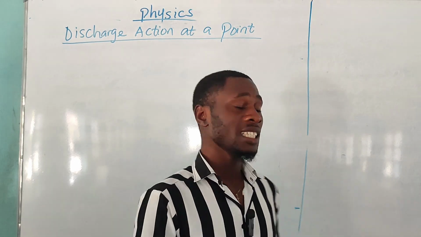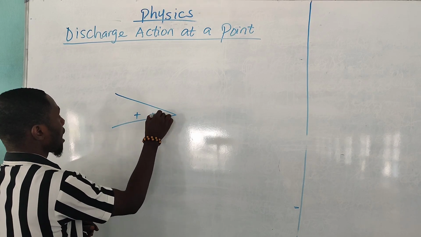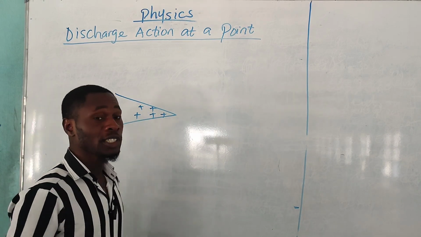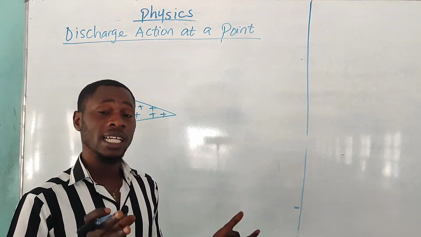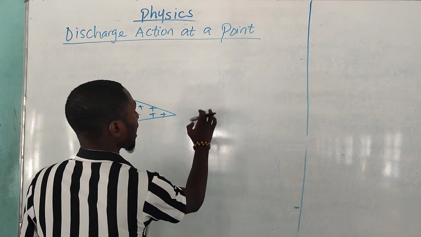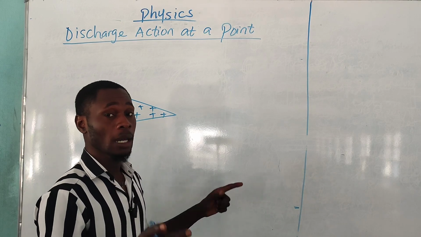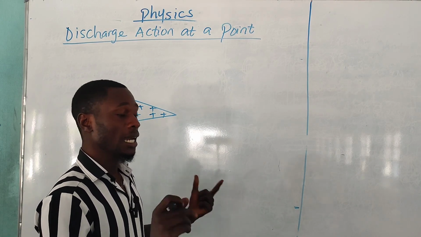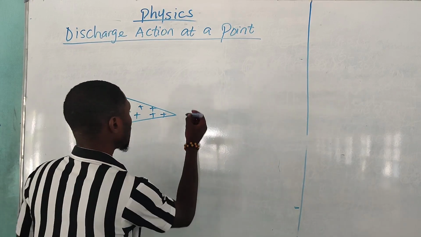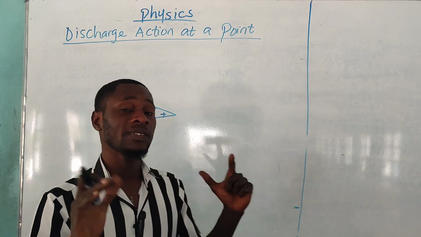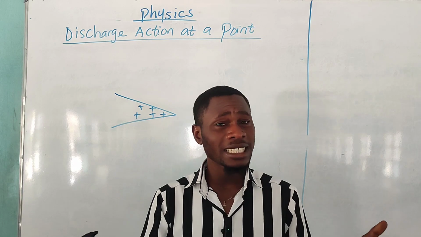So what we mean is, if for instance, this is the sharpest point of the conductor, let's assume this sharpest point is positively charged, and it is placed or suspended in air. What we are saying is it will cause the surrounding air closer to the sharpest point to be neutralized. That means breaking them into positive and negative ions. After breaking them into the positive and negative ions, it will tend to attract all the negative ions.